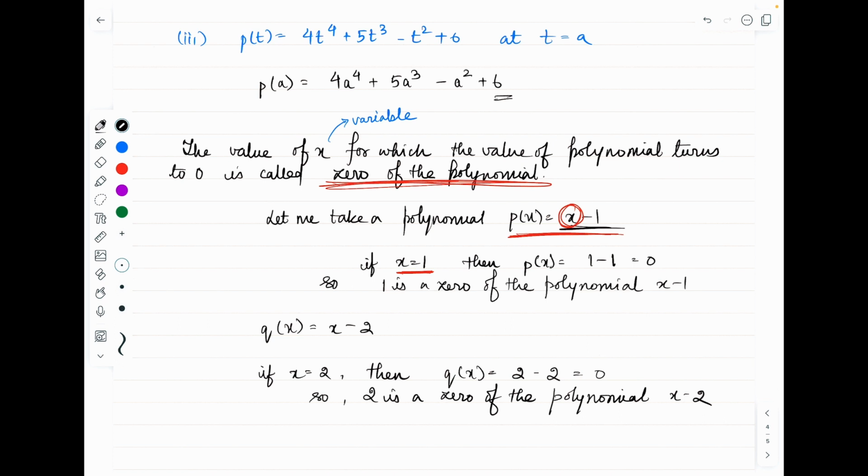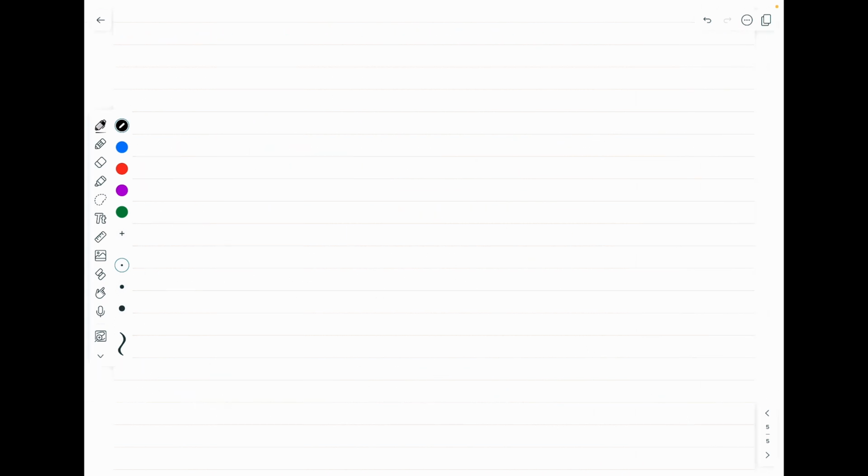Understood? But here in this equation x minus 1, we are guessing. From here it is clearly visible that if we take x as 1, the value of the polynomial will be 0. If we take x equals 2 here, the value of the polynomial will be 0. But every time we cannot guess. So what is the proper way of finding the zero of the polynomial?